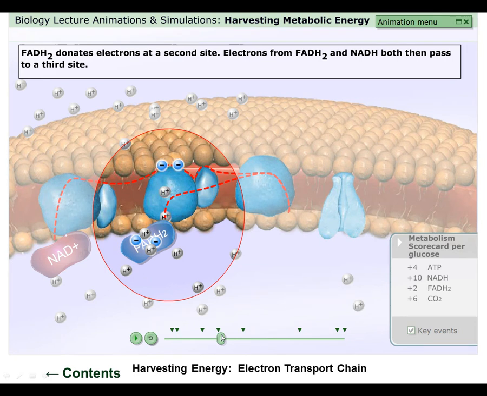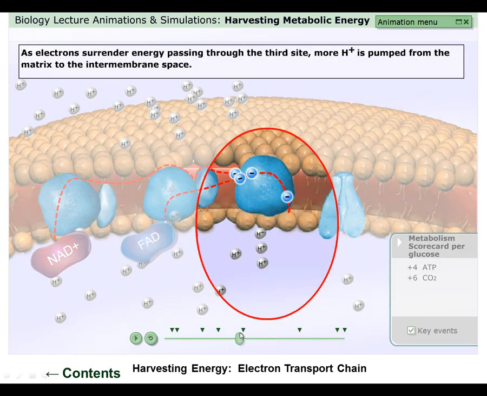We can pump more what? Hydrogen ions, so to create more of a gradient. The electrons can then get shuttled to another protein that gets more energy to do more pumping. Okay, this one hydrogen ion pumping. You can see all the hydrogen ions being pumped across, creating a gradient.